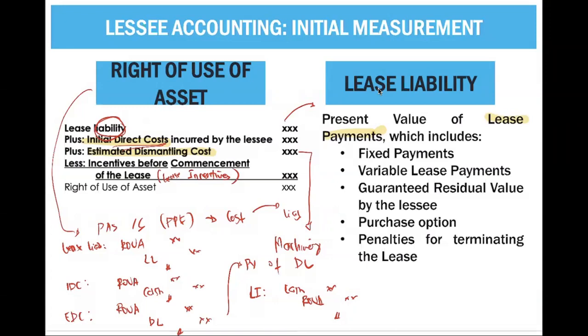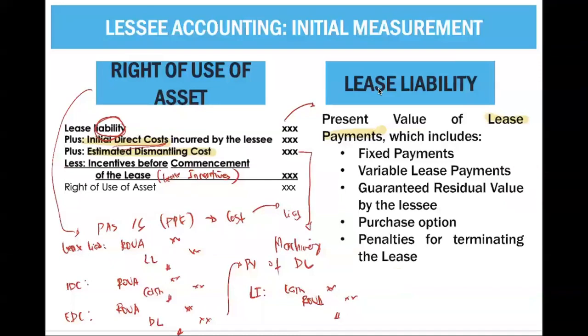Next, we have your purchase option. What is this purchase option? This is the option given to the lessee to purchase the property at the end of the lease term. So for example, our lease term is 5 years. If the contract has a clause that at the end of 5 years, the lessee has the right to purchase that property, we call that a purchase option. And then lastly, any penalties for terminating the lease. So these items are considered as your lease payments. Take note, we get it at your present value.